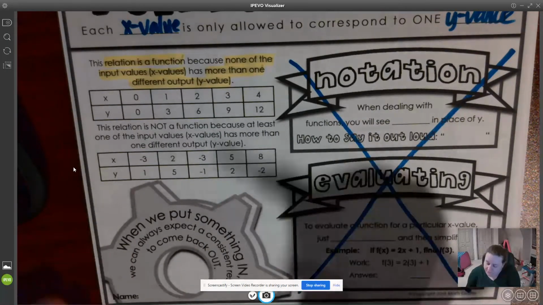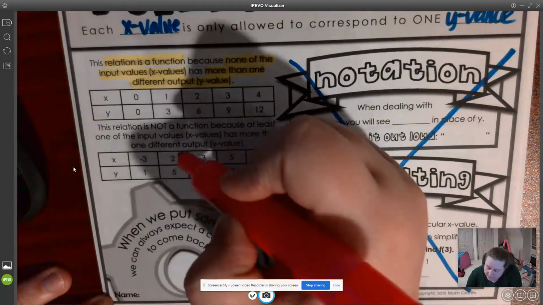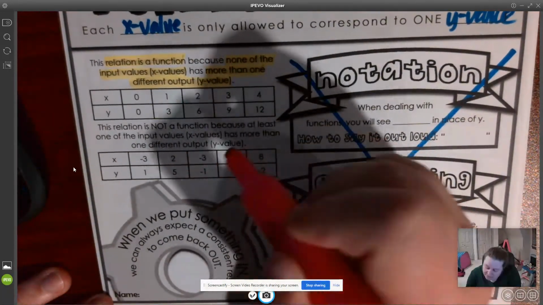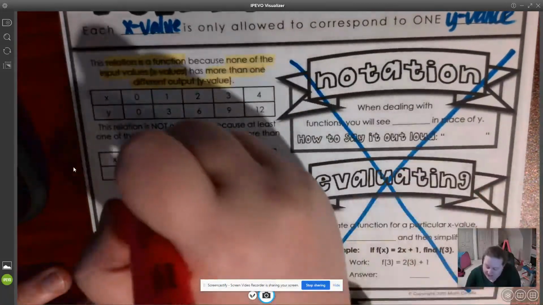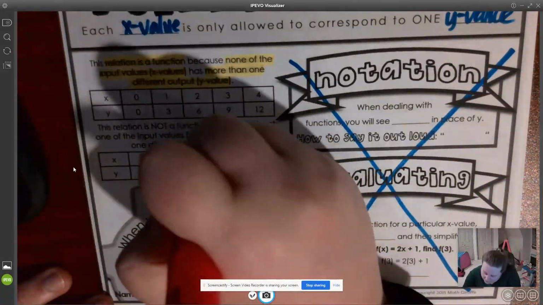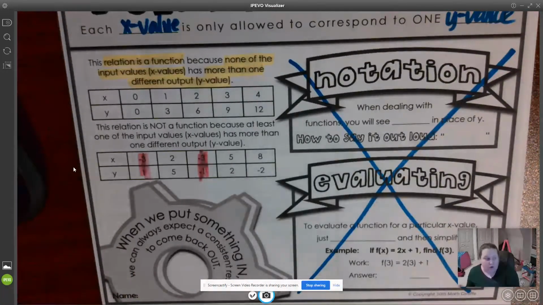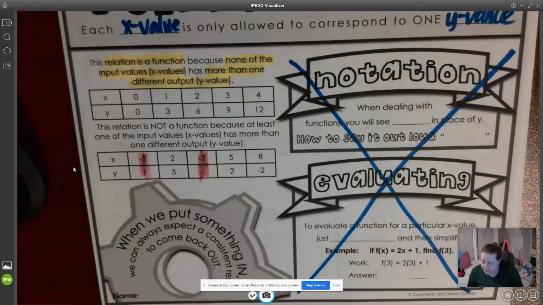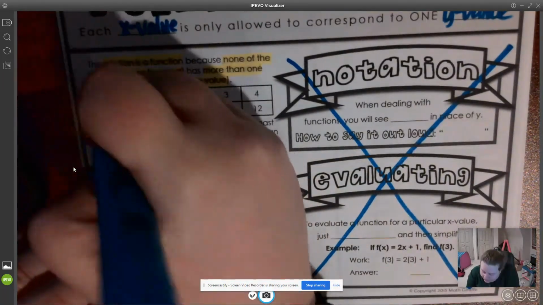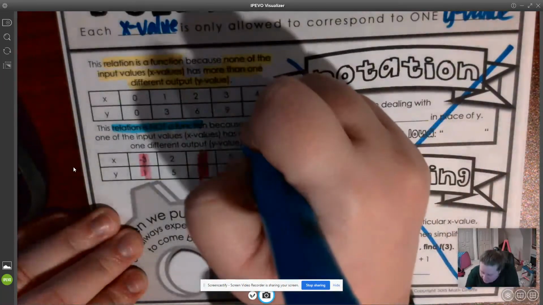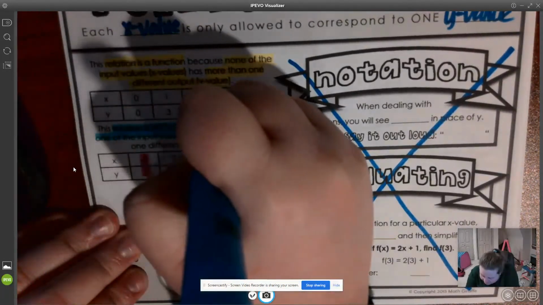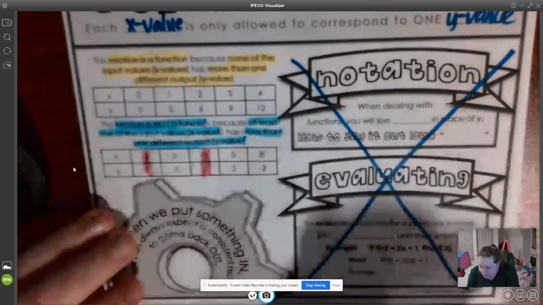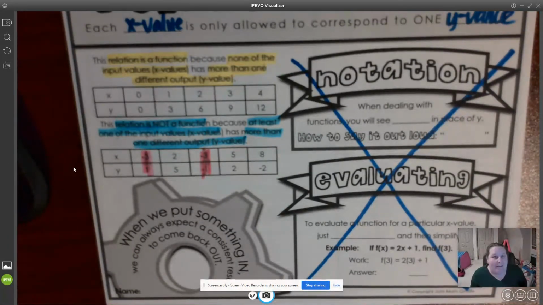Now in the second one, we have -3 to 1, 2 to 5, -3 to -1. I can stop here because there's already an issue. -3 goes to 1 and -1. Those are two different numbers. -1 and 1 are two different numbers. Therefore, this is not a function. Just grabbing a different highlighter. This relation is not a function because at least one input value has more than one different output value. And that's all it takes to not be a function.